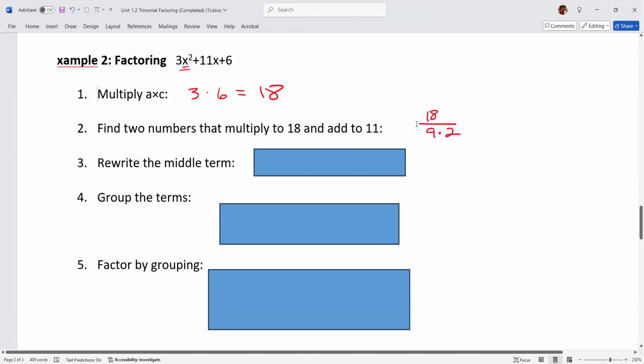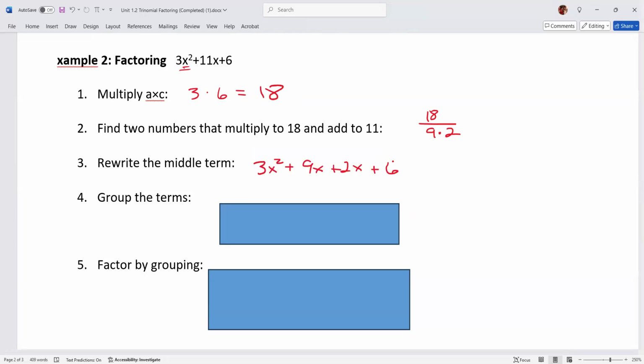Okay, so 9 times 2 is 18, and 9 plus 2 is 11. So there's my combination. What do we do? I rewrite my middle term, my 11x, using the 9 and the 2. So I'll do that, and you can see once again that I haven't really changed anything. This is still 11x. I've just broken it apart.